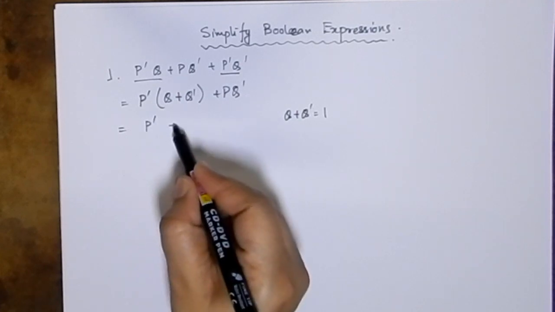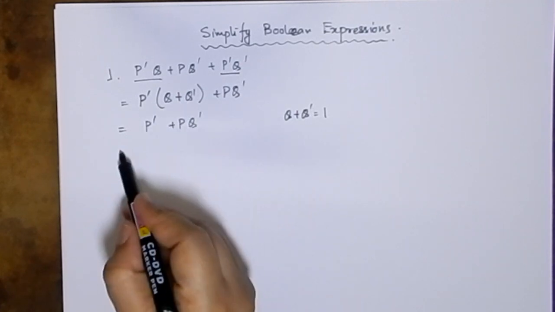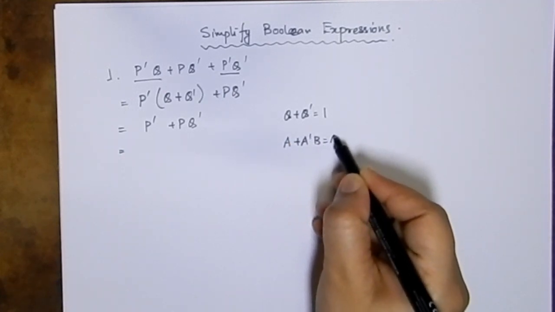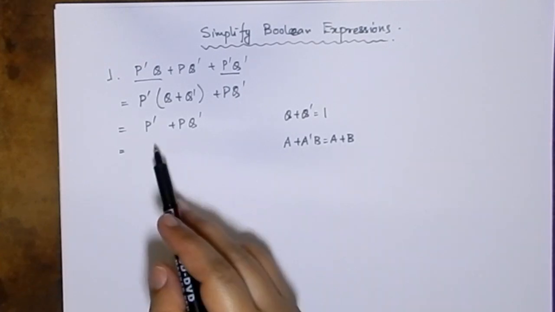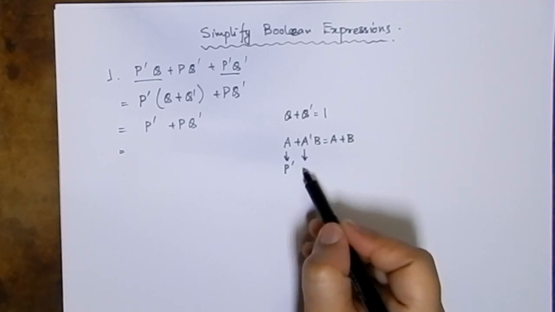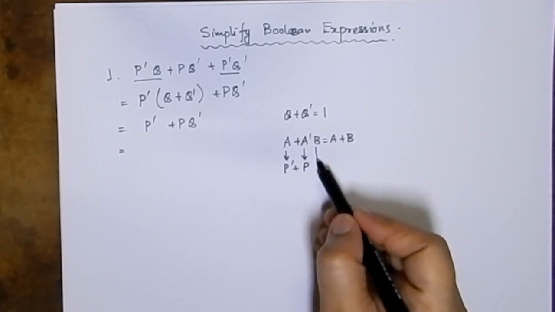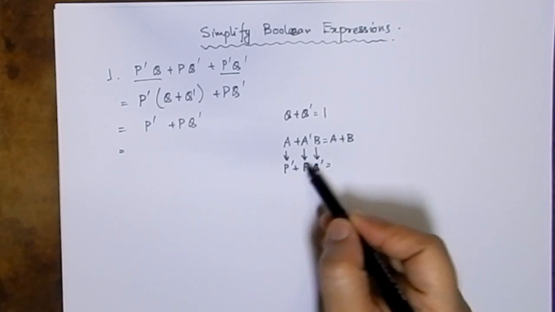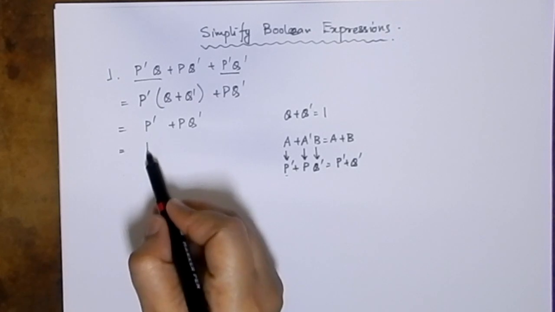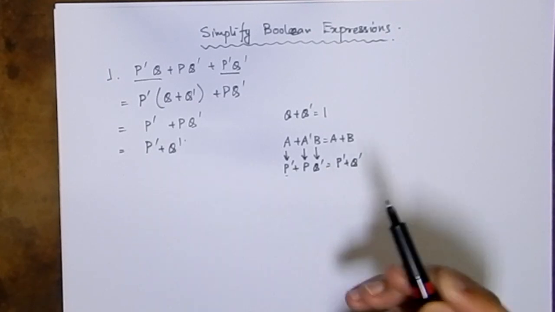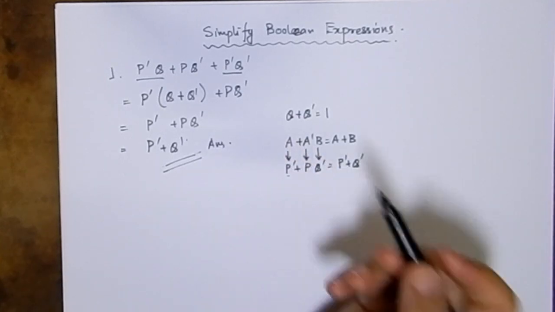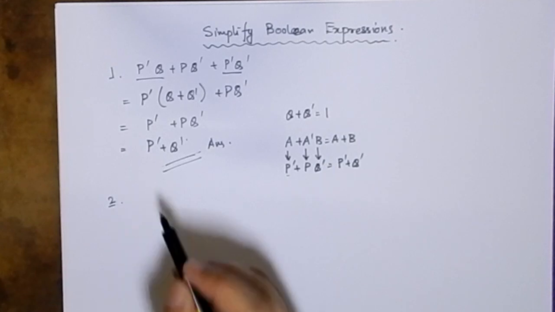So that is P dashed plus P Q dashed. There's another law which states that A plus A dashed B is equal to A plus B. In this case, A is P dashed, A dashed is P double dashed, which means P, and B is Q dashed. So A plus B will be P dashed plus Q dashed. This is your answer. Let us take another example.